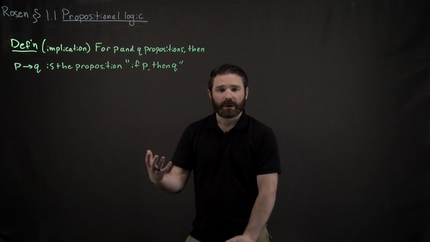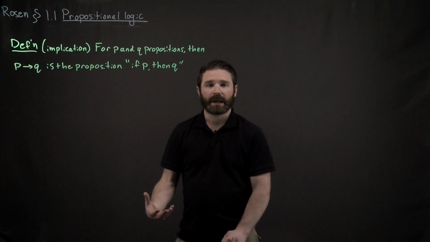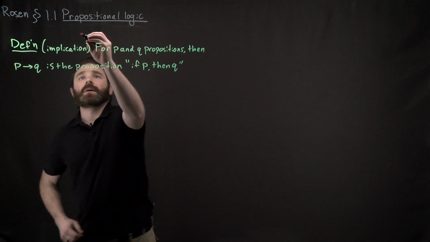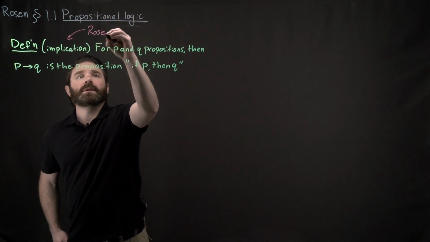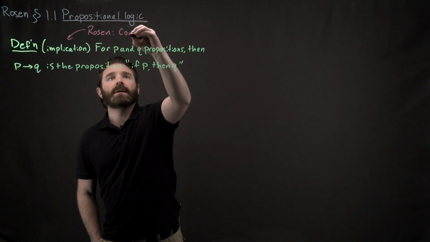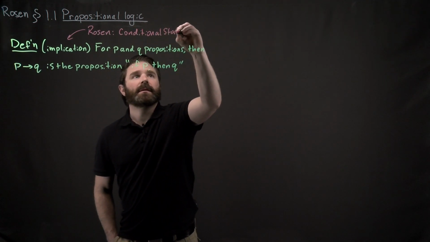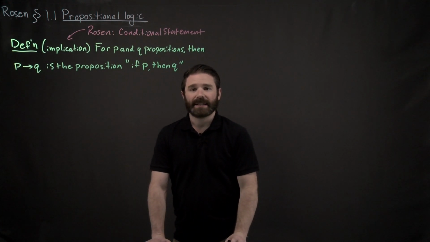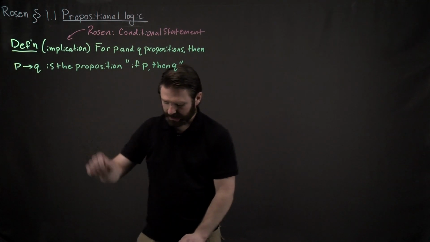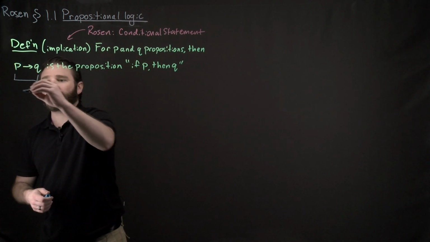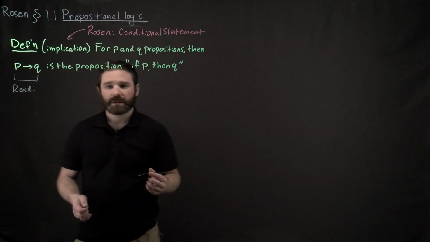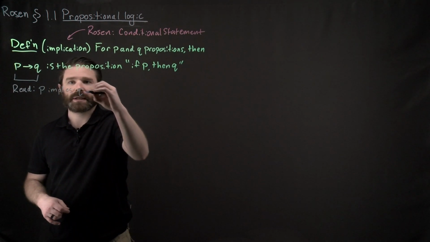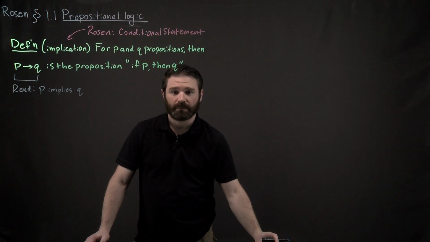In fact, this thing is so important that it comes with a bunch of different names and a bunch of different ways to read it and pronounce it. So for example, Rosen, in your textbook, calls this a conditional statement. He doesn't call it implication. And there's a whole bunch of different ways that you can read this. The way that I've been saying it so far is P implies Q. But you could also say P is sufficient for Q, or Q follows from P.